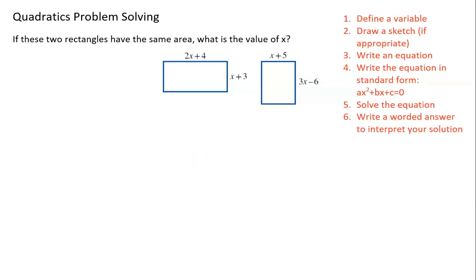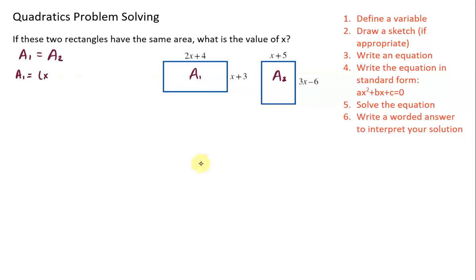So let's start by labelling our rectangles. The first one is area number 1, and the second one is area number 2. Because what the question is telling us is that area number 1 is equal to area number 2. And we can use that information to form our quadratic equation to solve. Let's start by calculating area number 1.